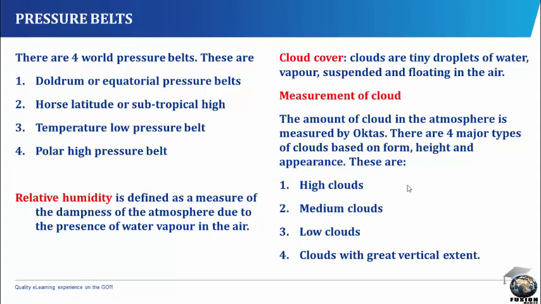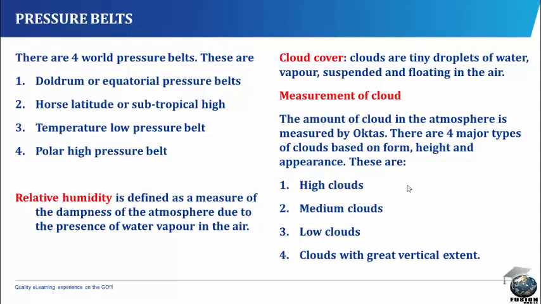The cloud cover. Clouds are tiny droplets of water vapor suspended and floating in the air. Their forms, shapes, heights, and movements indicate the sky and weather conditions of a particular place. On maps, places with an equal degree of cloudiness are joined by lines known as isonephs. Measurement of cloud. The amount of cloud in the atmosphere is measured by oktas.